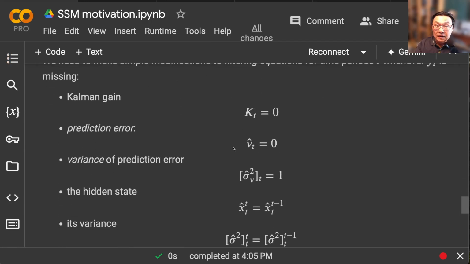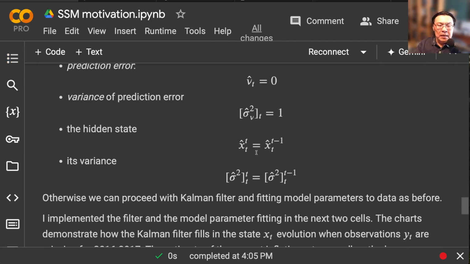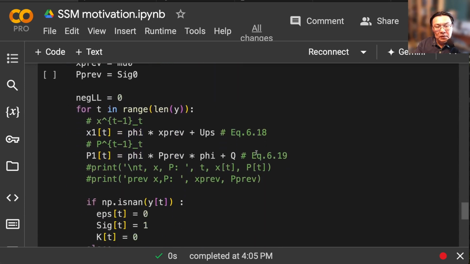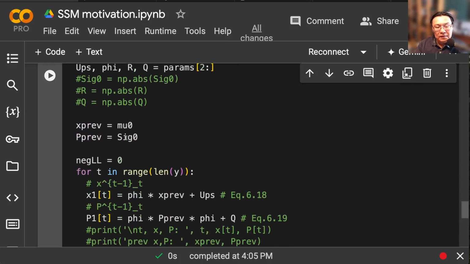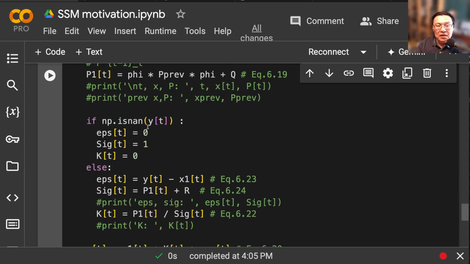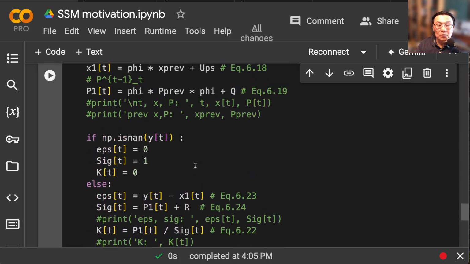So now let's go to missing values. If we do that, then we can just apply our old Kalman filter with just modified equations. And that is what I'm doing here in this cell. If we look at this cell, it is basically the same Kalman filter, but I called it filter M. The only thing that is changing here is that I put in a check for not a number. So if the y is not present, then I'm saying my epsilon is 0, sigma is 1, Kalman gain is 0, and I'm leaving my negative likelihood intact. Why? Because the contribution from this data period will be nothing.